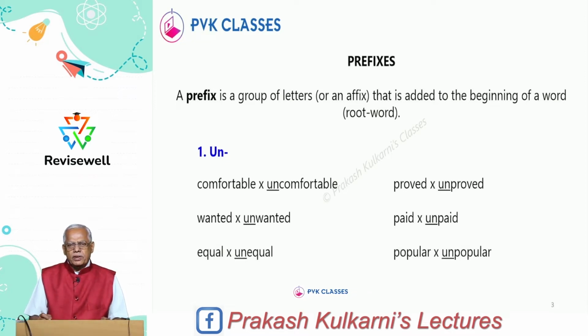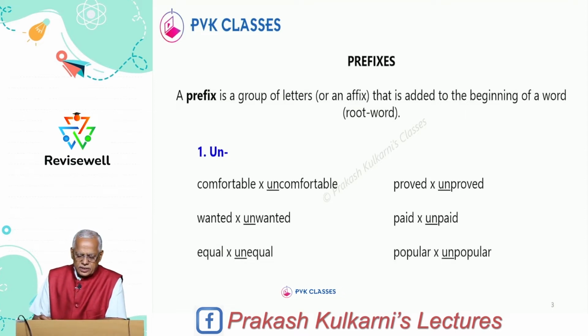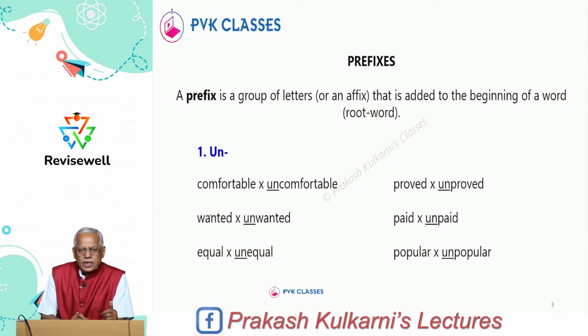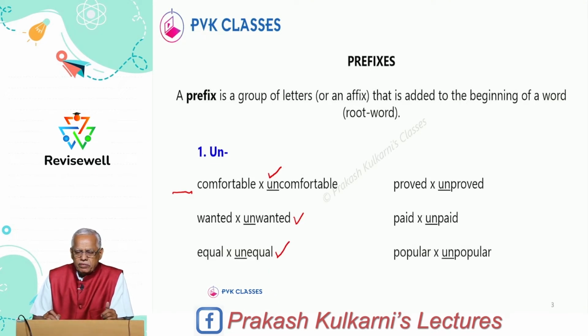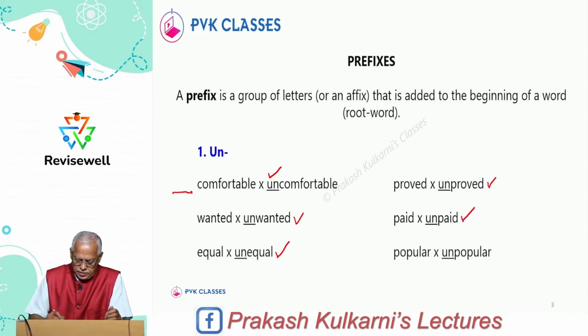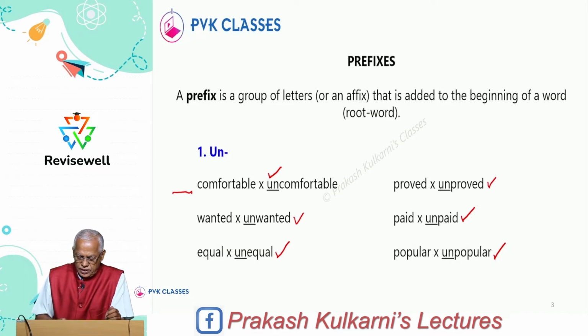Now let us study different types of prefixes in the English language. The first one is un. Comfortable, the opposite word is uncomfortable. So we use un before the root word to make it negative. Wanted, unwanted. Equal, unequal. Unequal means not equal. Proved, unproved. Paid, unpaid means not paid. Popular, you know the meaning of popular. Unpopular means not popular. So the meaning of un is not. These are some of the examples related to the prefix un.